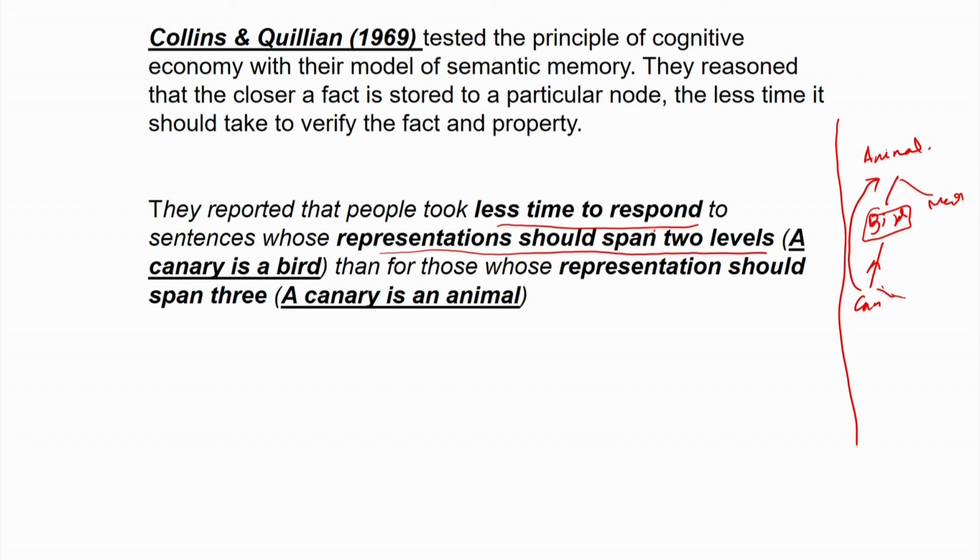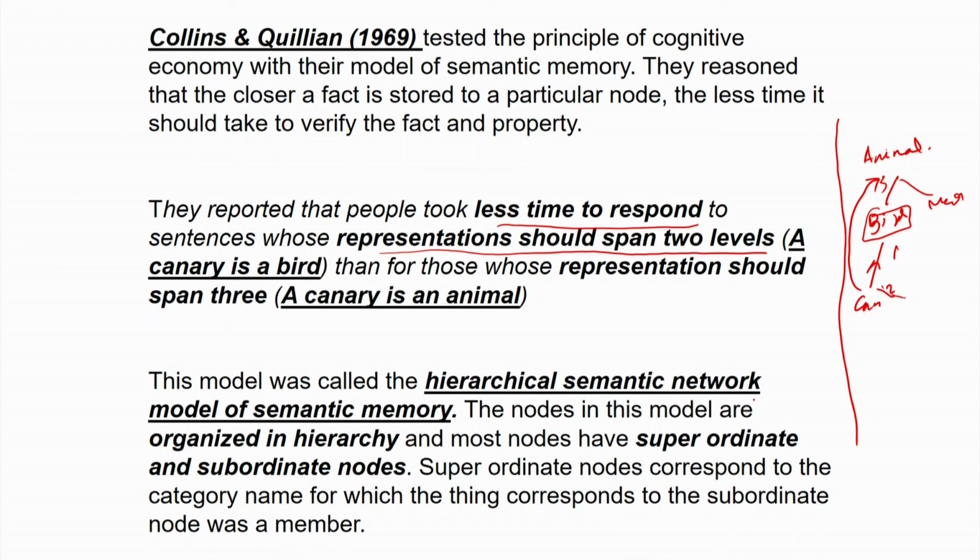They saw that people took less time to respond to sentences whose representation should span 2 levels, canary is a bird, than for representation which was spanning 3 levels. So, this is 1 and 2 level, and this is 3 level. So, basically cognitive economy is preserved here. Also, the model was called the hierarchical semantic network model of semantic memory, because the higher order concepts, which have basic features that every item within that concept shares, should be at the highest level, and within that we will have other items. So, the properties of a concept will be shared by any item which is under that particular concept.